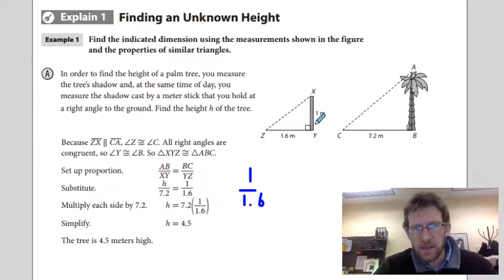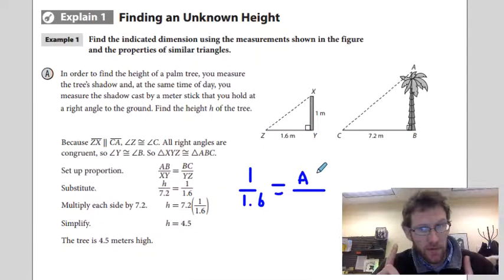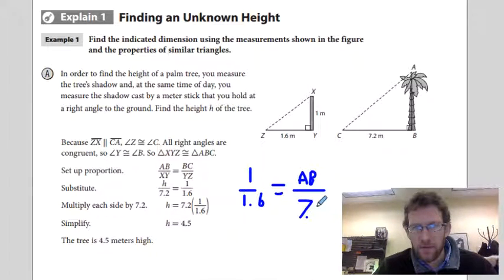So in this case, it's XY over ZY, which I think the book did here, but I think that's an error. And then that's equal to AB over CB. What I think happened is that they started it the way they usually do it, and then they finished it the more intuitive way, which is this way. But it doesn't matter. However you want to put it, it's fine. 7.2. And then you solve from there. Since our variable is on top, we can just multiply both sides by 7.2 and it spits out our value.